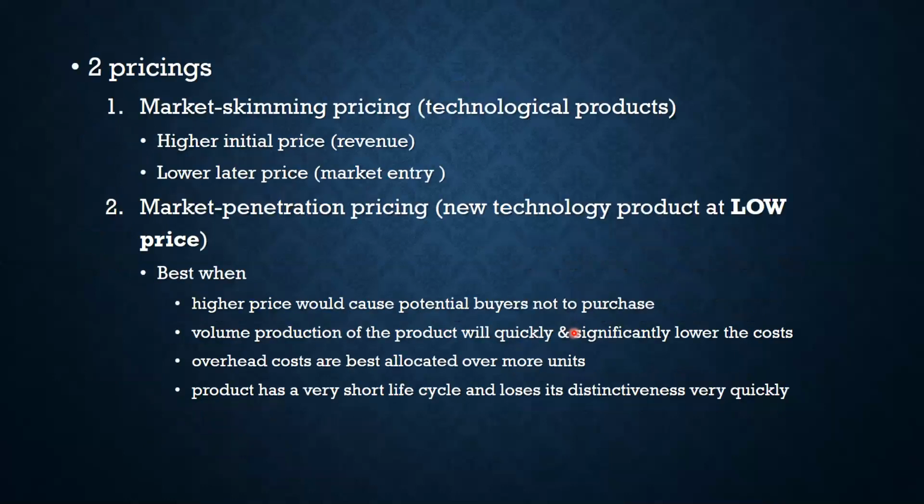So there are two types of pricing. The first one is market skimming, and the other one is market penetration. Market skimming is setting higher prices so that revenue can be generated, and later the prices are lowered. In terms of market penetration, a new technology product is introduced at a lower price in order to capture the market more quickly. The strategy tends to work best when a higher price would cause potential buyers not to purchase, when volume production of the product will quickly and significantly lower the cost, when overhead costs are best allocated over more units, and when the product has a very short life cycle and loses its distinctiveness very quickly.